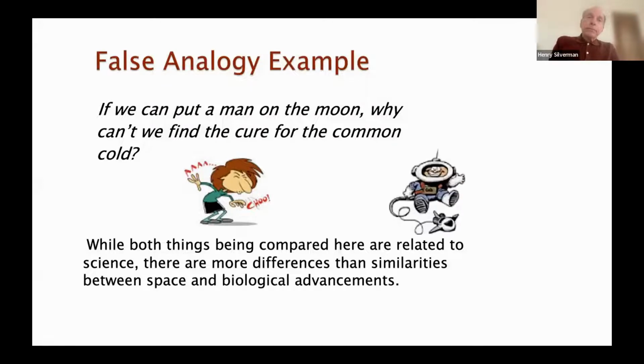Another example, if we could put a man on the moon, why can't we find the cure for the common cold? Well, both things being compared here are related to science. However, there are more differences than similarities between space and biological advancements. So just because we had the scientific ability to put a man on the moon, that doesn't mean we could also find the cure for the common cold, because we're talking really about two different things.